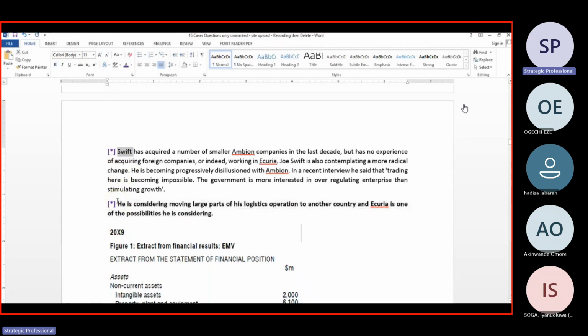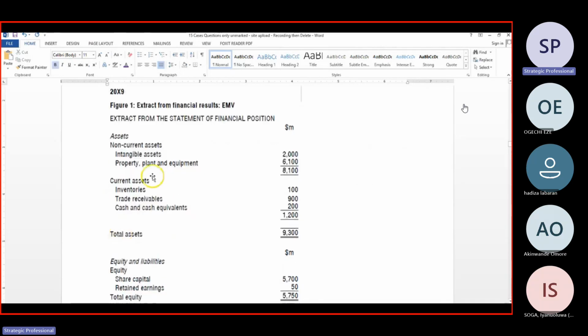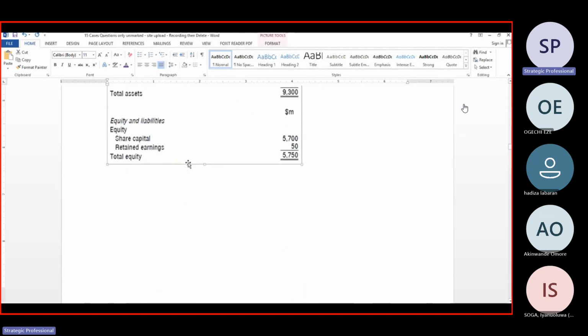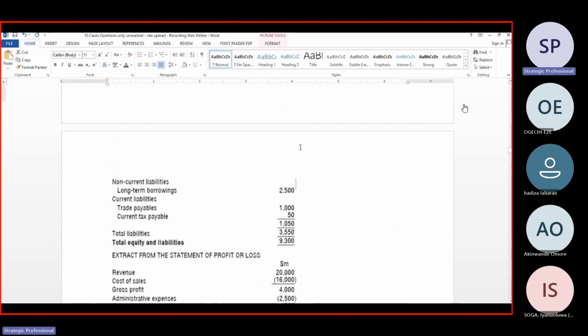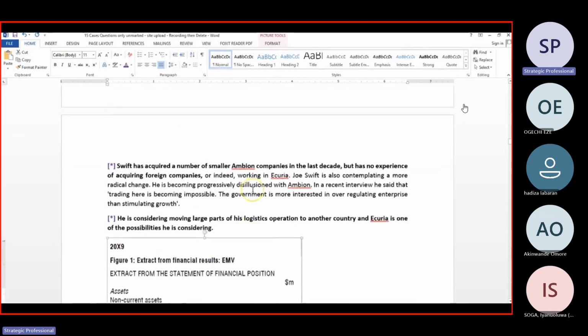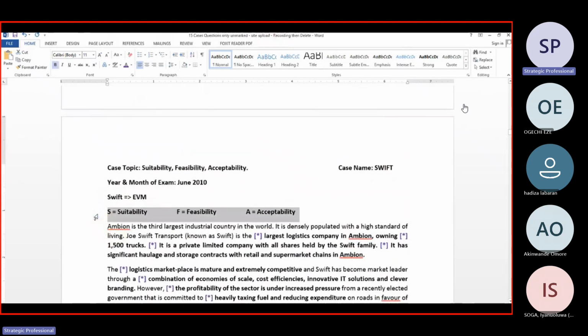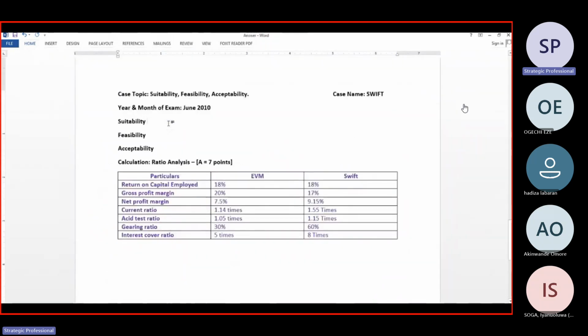That we could get. Okay, so these are important points. We also have some financial numbers. So financial numbers like the financial position statement have been given, and also the statement of profit and loss has been given. So our job is to find out whether, through the suitability, feasibility and acceptability manner, how these are going to work. I have already created a ratio analysis for the company. I have compared both Swift and EVM. Okay, that we will discuss later under the heading acceptability.